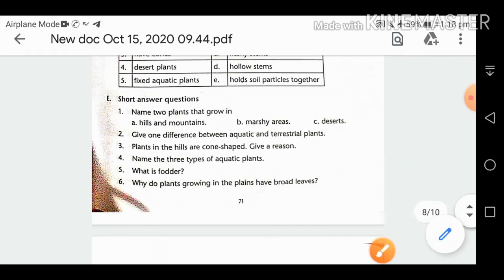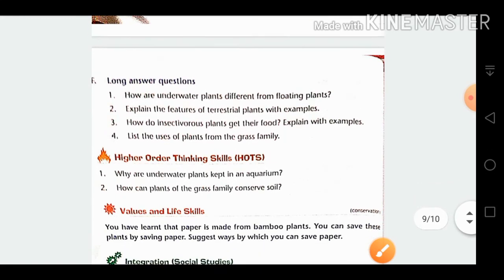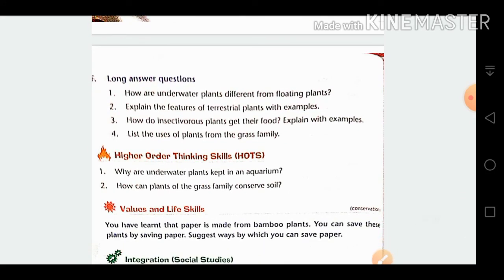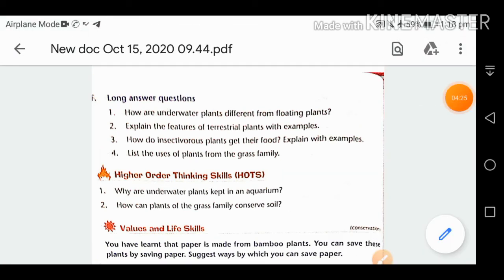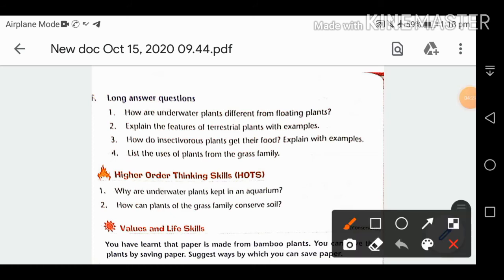Then next we have long answer questions. How are underwater plants different from floating plants? This is a very important question for you. Underwater plants are fixed to the soil or are completely under the water, and floating plants float on the water. An example of an underwater plant is tape grass, and of a floating plant is duckweed.